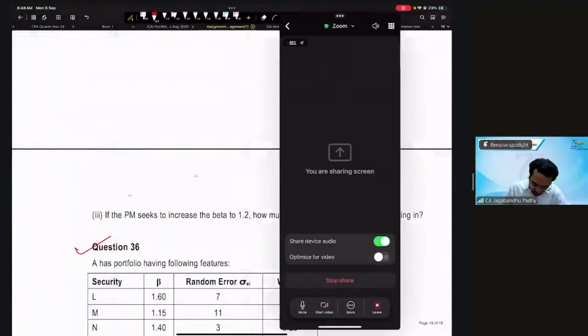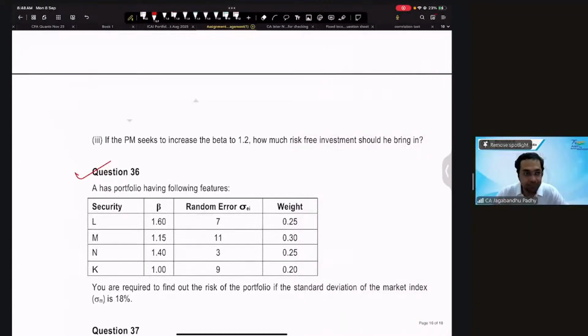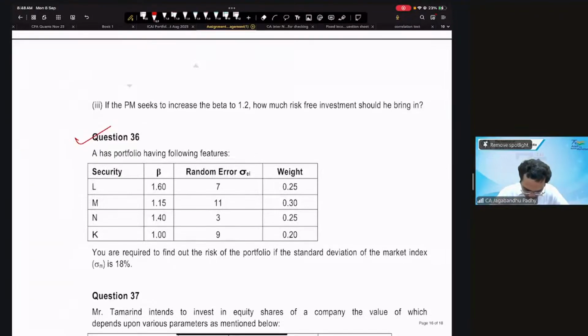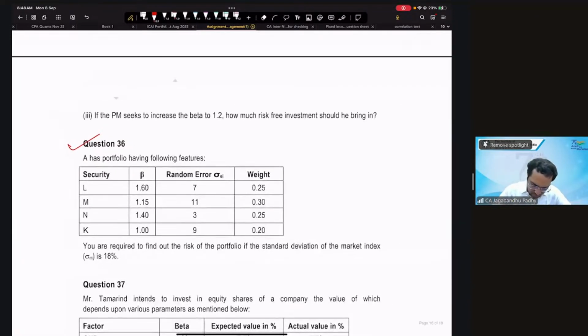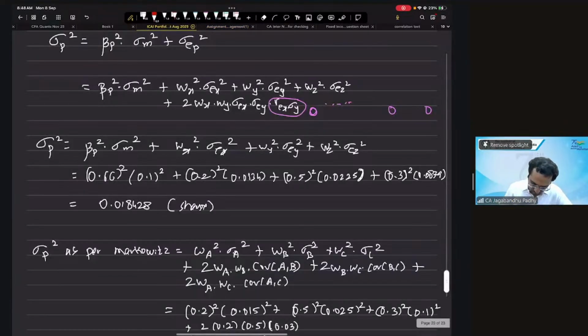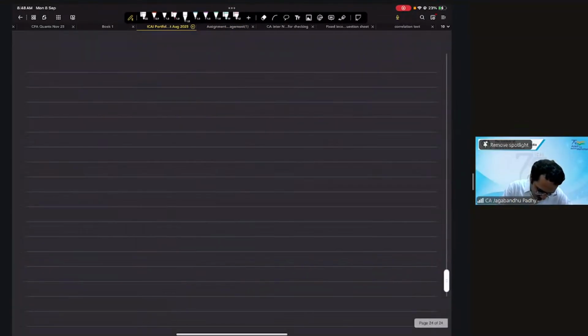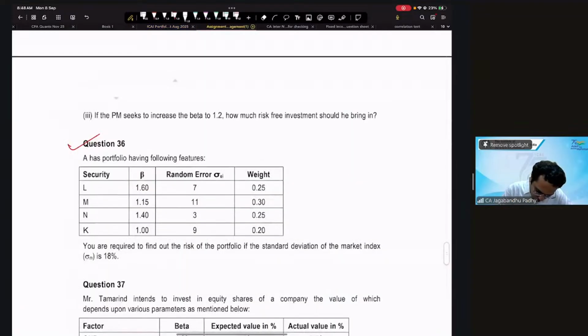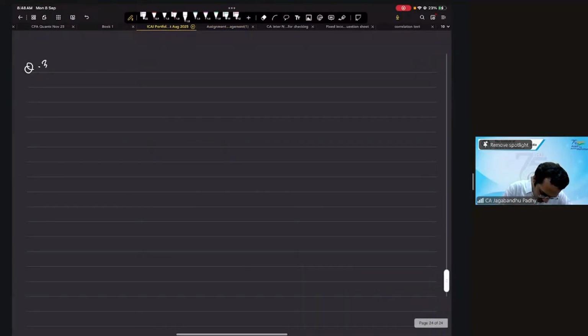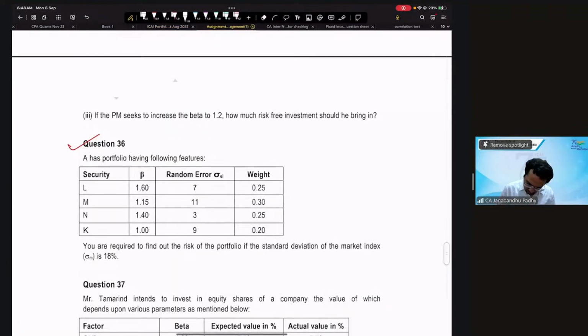Are you able to get it, or shall I start this? If portfolio beta comes to 1.295, that will be just the weighted average. So this is your question number 36. Let me just take this entire question there.